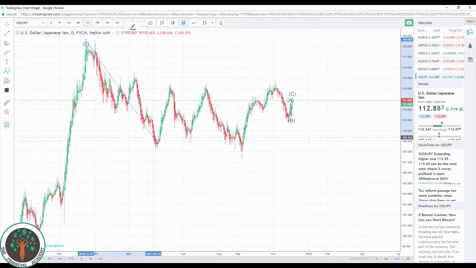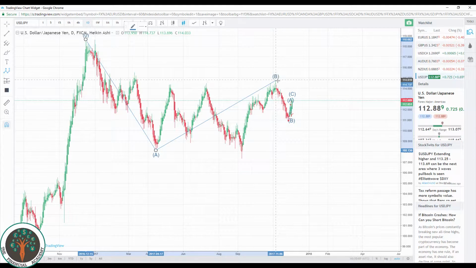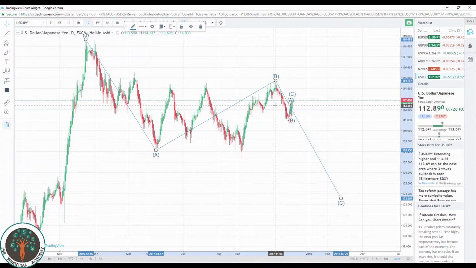I remind you, I said that I see a potential of this being the A wave, an extended B wave, and we've got a potential to see a continuance of a C wave. Let's give a target for this specific structure.